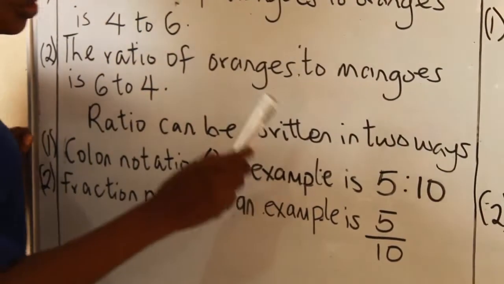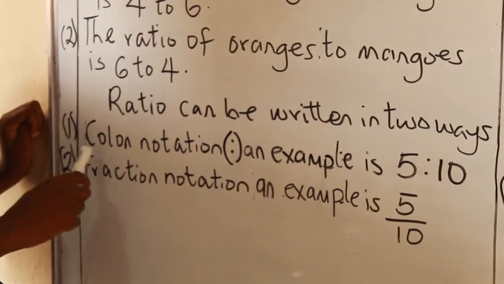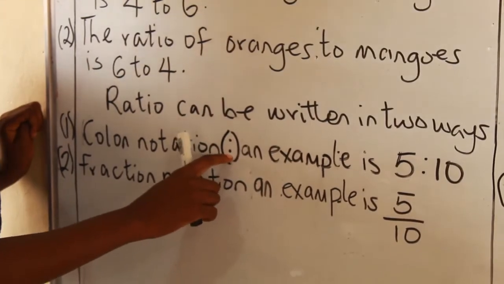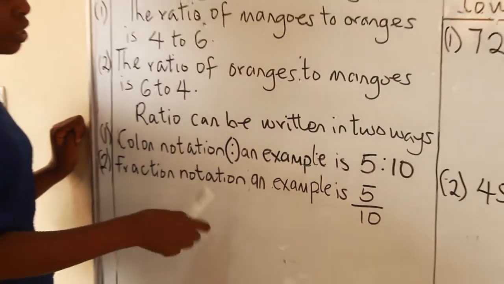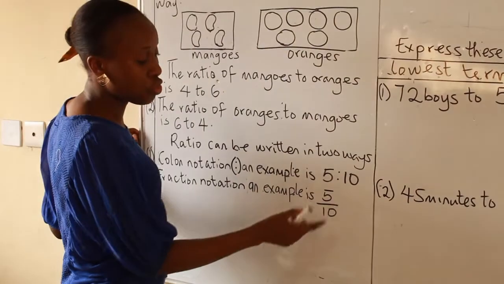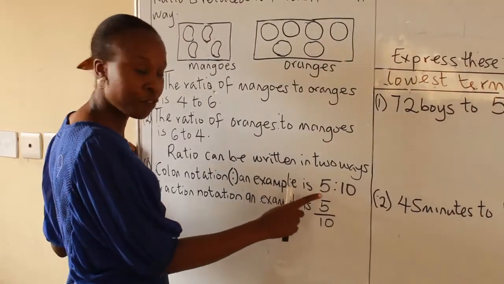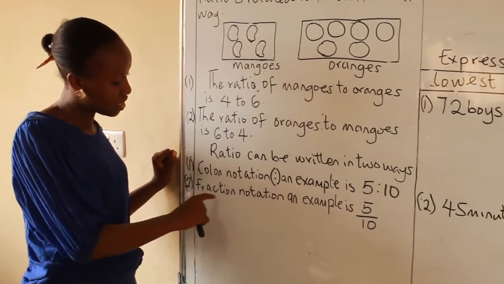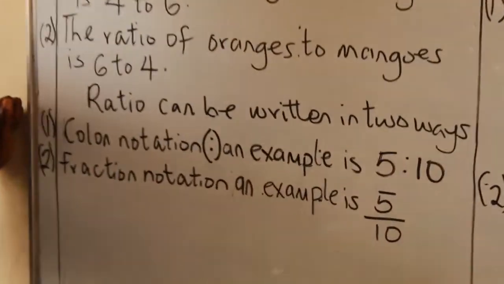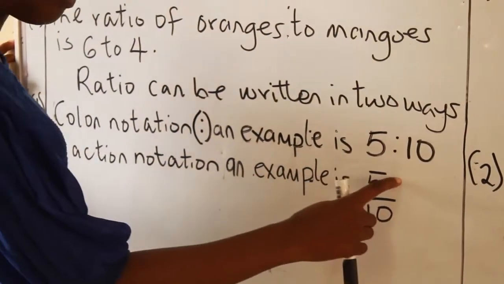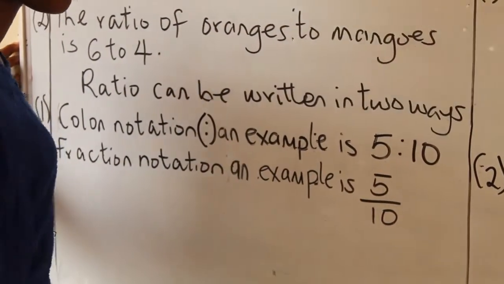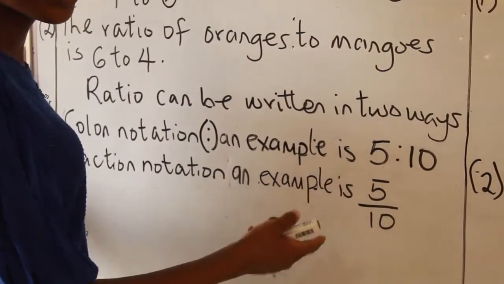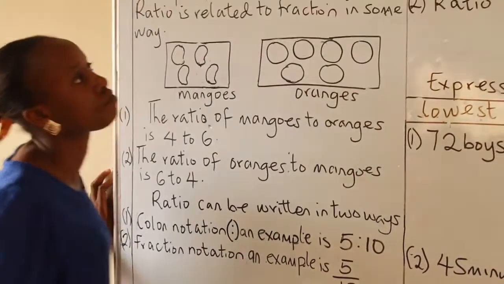Ratio can be written in 2 ways. Number 1 is colon notation, and this sign here represents a colon. An example of ratio written in colon notation is 5:10. And secondly, ratio can be written as a fraction notation. An example is 5/10. And I'm sure we all know that this line here signifies division.